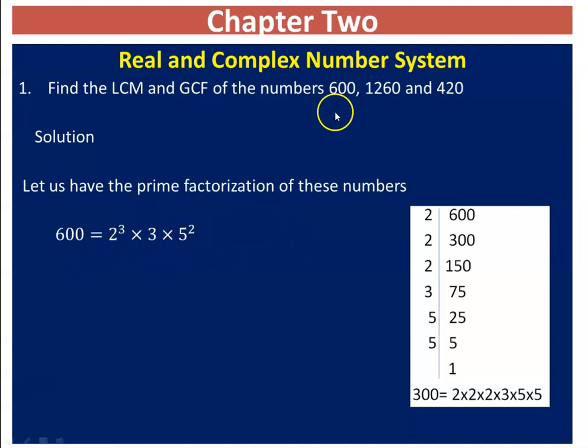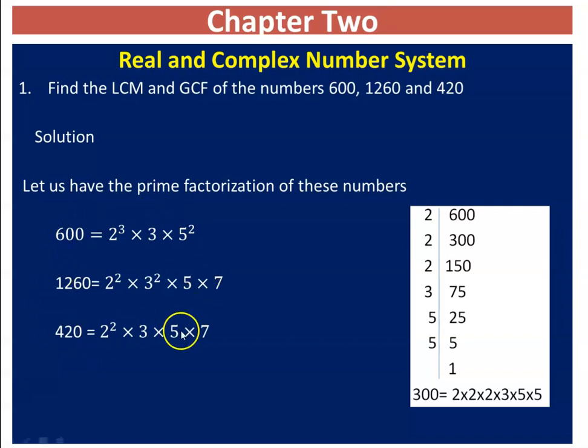Do the same for the other two, 1260 and 420. So they are done as can be shown here. For 1260, if you apply the same procedure, you can obtain the prime factorization of that to be 2 squared times 3 squared times 5 times 7, and do the same for 420. And as you are doing that, you will obtain the prime factorization of 420 as 2 squared times 3 times 5 times 7. Now, dear students, as you see, all three numbers' prime factorizations are written.